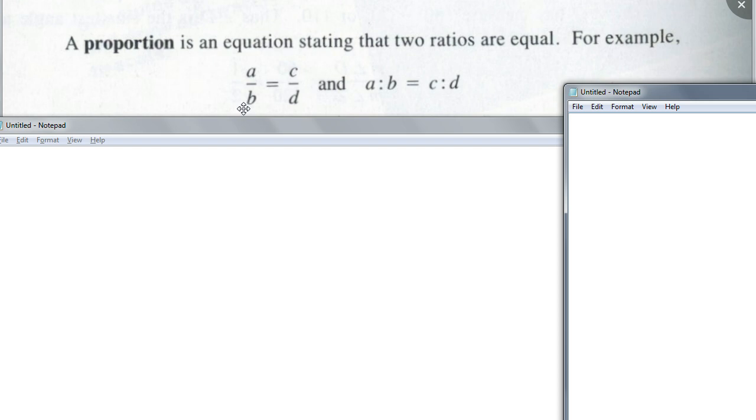Anybody remember? Yeah, Tony? You multiply each side by B first and then by D. That's right. In other words, you're multiplying both sides by the LCD, basically. What's the LCD of these two fractions that have denominators of B and D?